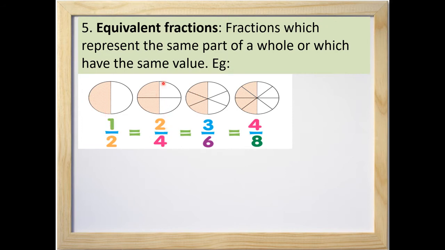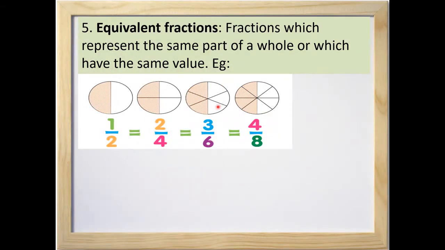Here children, in the second diagram, you can see that the shape is divided into 4 equal parts and 2 parts are shaded. So we have 2 by 4 because 2 parts out of 4 equal parts are shaded. But these 2 parts represent half of the figure. So this part is equal to this part. So 1 by 2 is equal to 2 by 4.